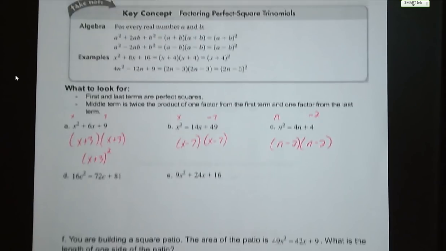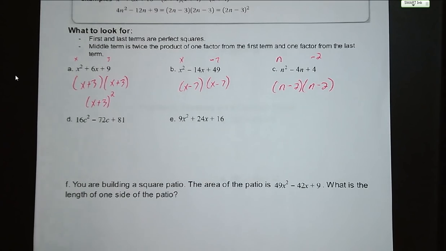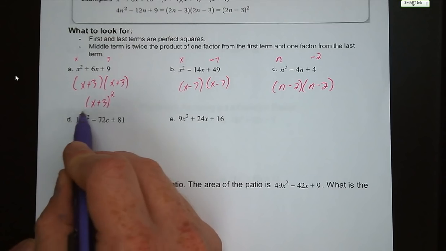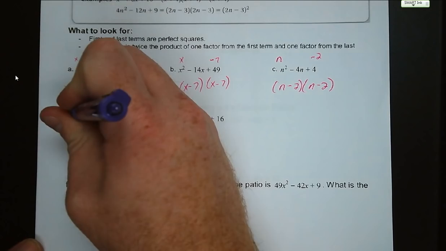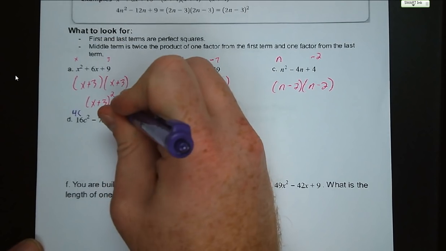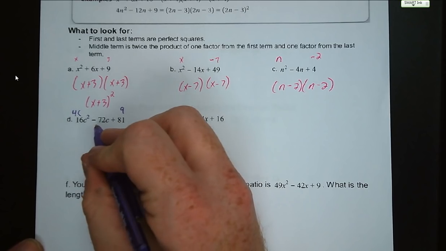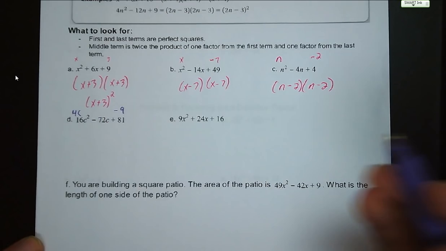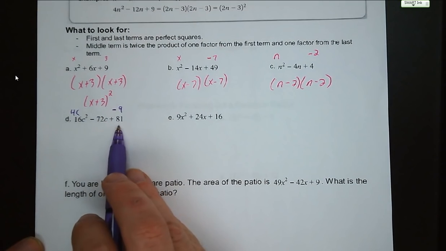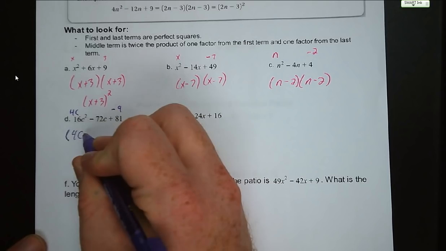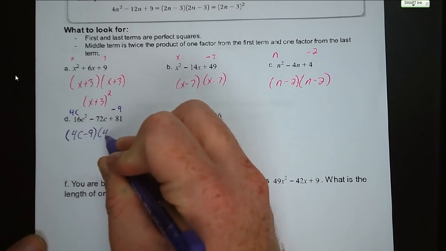Okay. I want you guys to try D, E, and F on your own, and then I will go over it. So letter D, we've got our first term, 16c squared. Now that would just be 4c. 81, that's going to be 9. Our middle term is negative, so it's going to be a negative 9, right? Negative 9 times negative 9 is a positive 81. So your factors are going to be 4c minus 9, 4c minus 9.